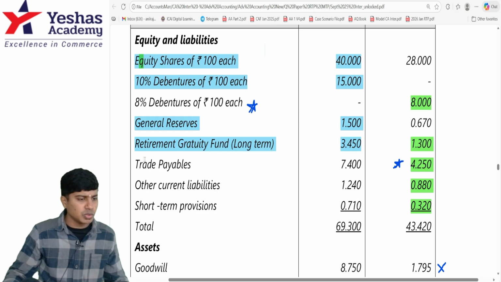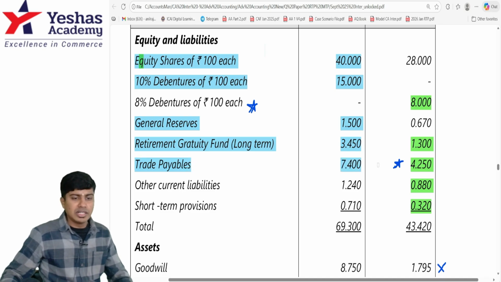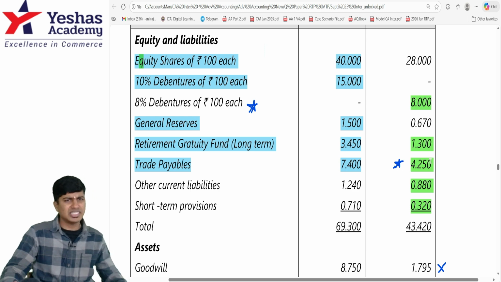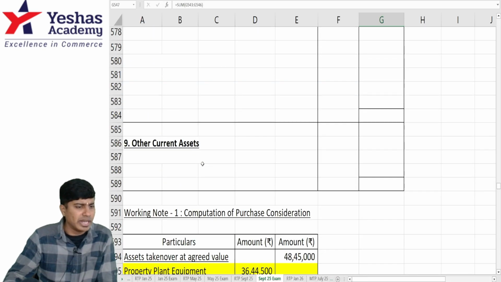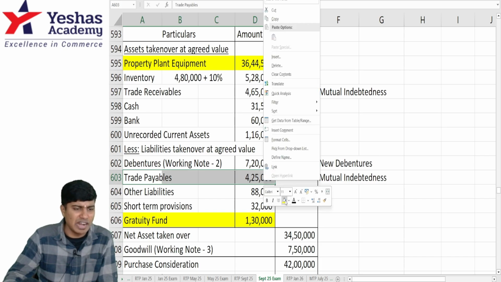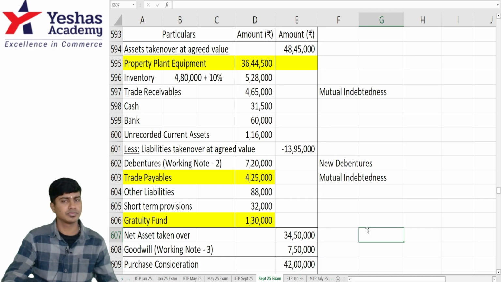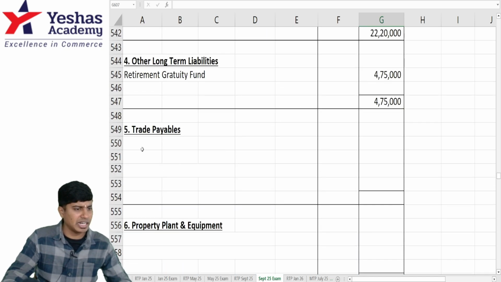Do you see a star next to it? Yes, sir. What does that mean? There is mutual indebtedness to be adjusted. Ours 7,40,000. Theirs, don't take 4,25,000. Just see the NATO ones. Take 7,40,000 in calculator. Come to NATO, whatever you have done. How much is trade payables? 4,25,000. Add 4,25,000. 11,60,000. Okay. I'll write in my trade payables.